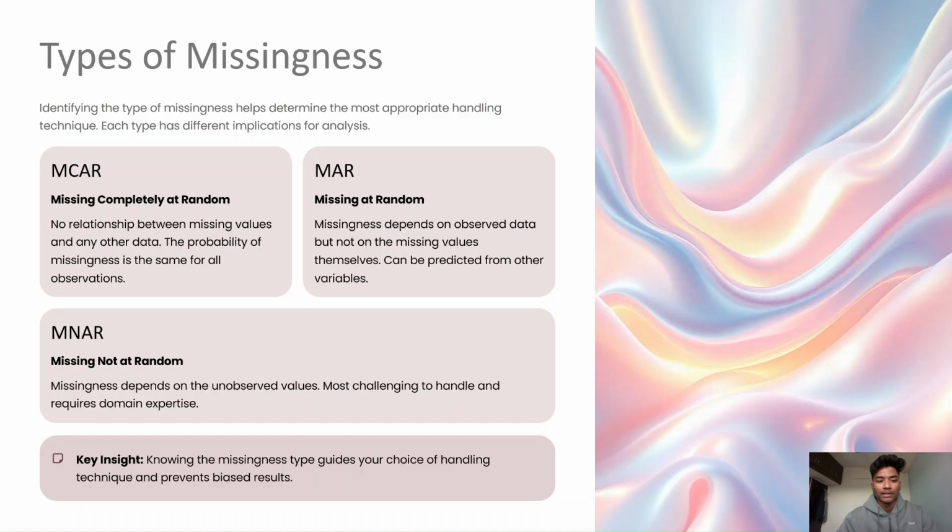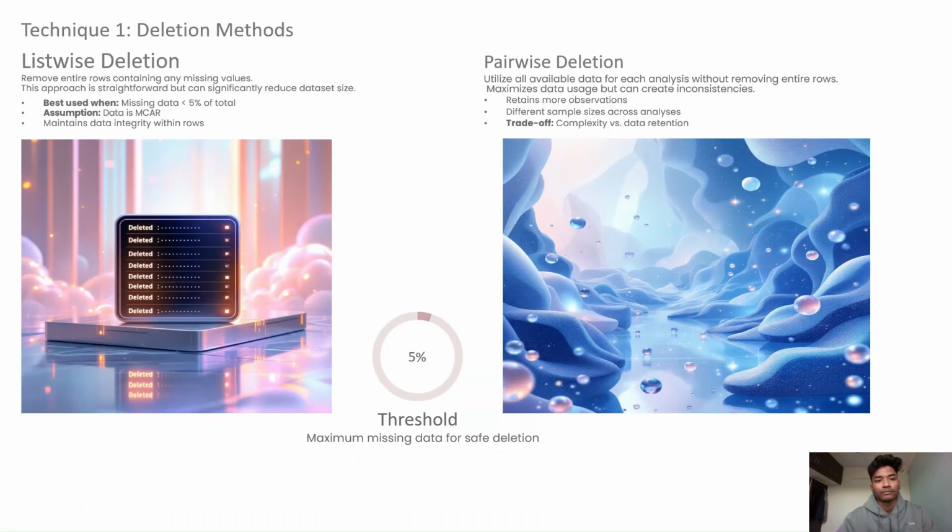Now, let's discuss handling technique number one, deletion methods. First, list-wise deletion. We remove rows that have missing values. Useful when missing data is less than 5% and data is MCAR. It's simple but reduces dataset size. Then, pairwise deletion. Uses all available data for each analysis without deleting entire rows. It keeps more data but can lead to inconsistent sample sizes.